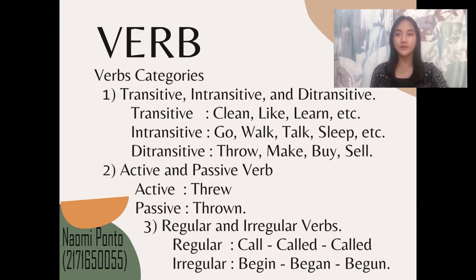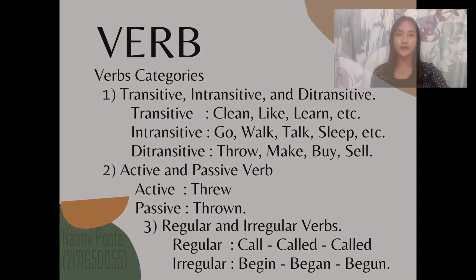Third, regular and irregular verbs. Verbs that use the normal forms are regular verbs. Unfortunately, some verbs don't want to play by the rules. They have their own unique forms with patterns specifically for the simple past tense and past participle forms. These are notorious irregular verbs. Examples: regular is call, called, called. Irregular is begin, began, began.